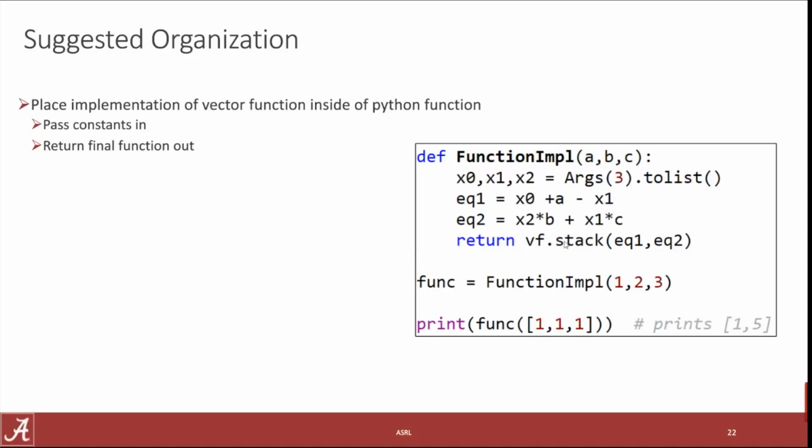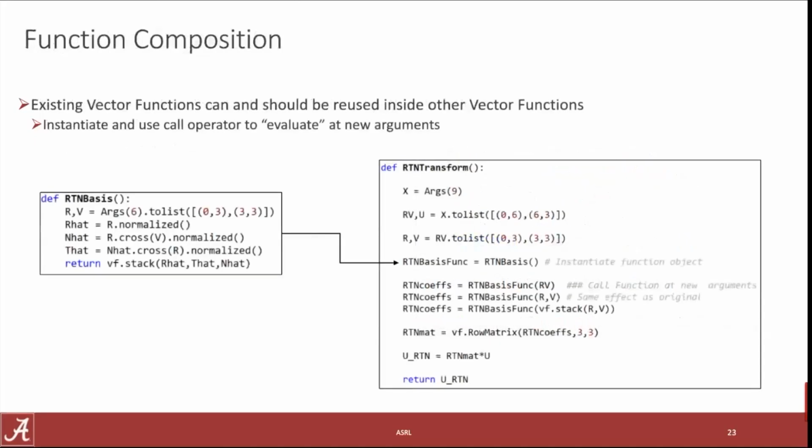That's a good point. So the A, B, and C are just constants that get passed in for the instantiation. Say, for a slightly simpler example, you have a function that doesn't need any Python inputs, you just want arguments. You can instantiate it with no inputs, so it's just function impl, open paren, close paren. Then you still instantiate it and say function impl open paren, close paren, and then you pass in your vector function arguments, which I think on the next slide we have an example of.